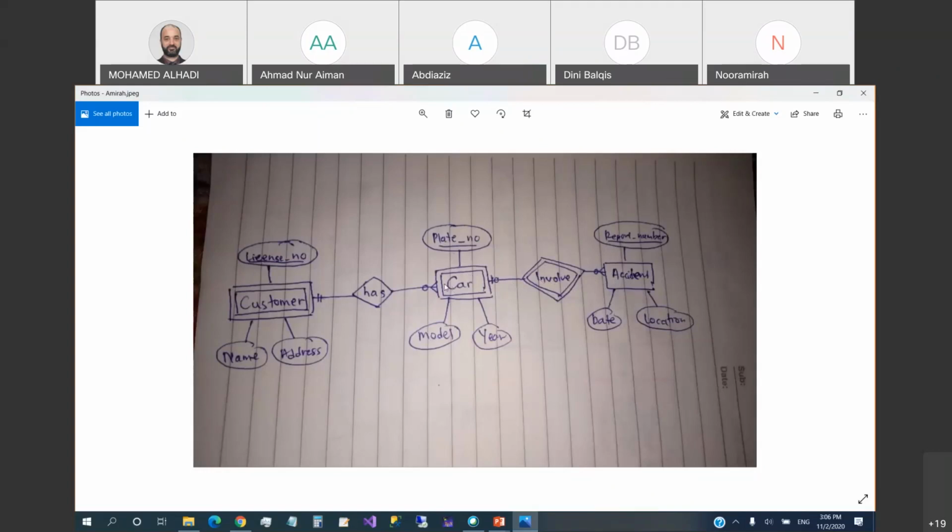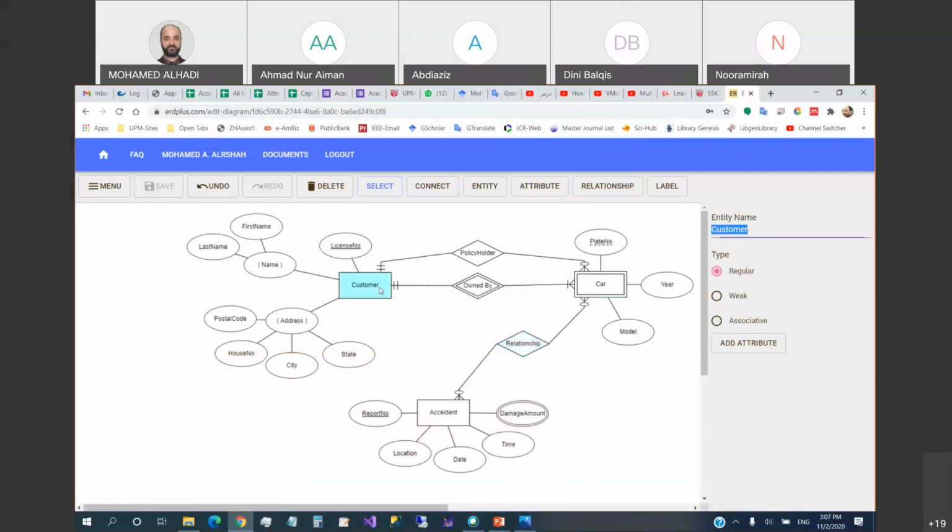The car here is optional many, and the customer is mandatory one. So here the customer could have one car, and maybe we have a customer without a car, right? Without being an owner of a car. So yes, this one needs to be modified.